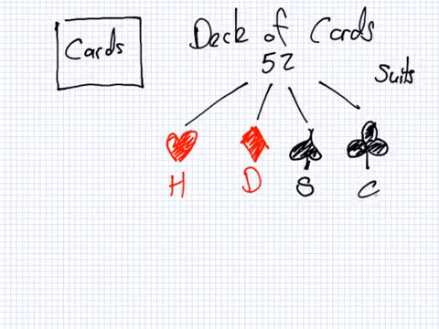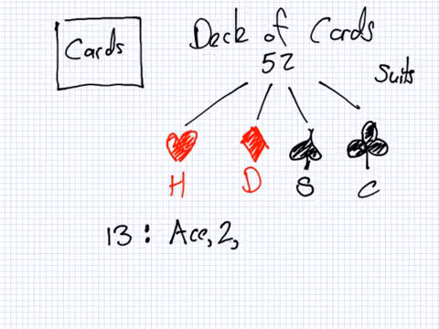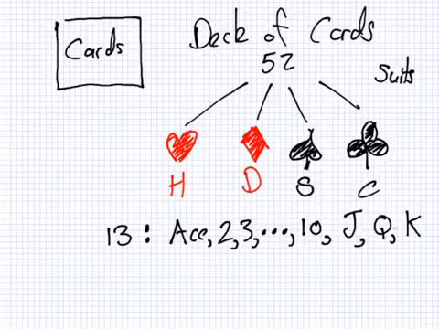Clubs. And then within each there are 13 possibilities within each. You have, what's the first one? Ace, 2, 3, etc., etc., until 10. And then after 10, yes? Jack, Queen, King.